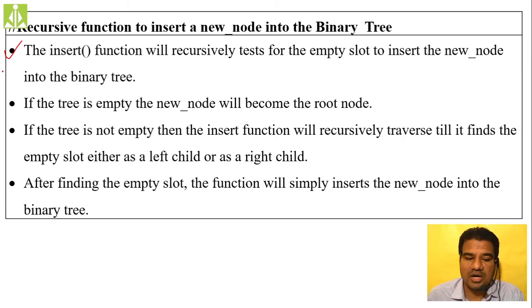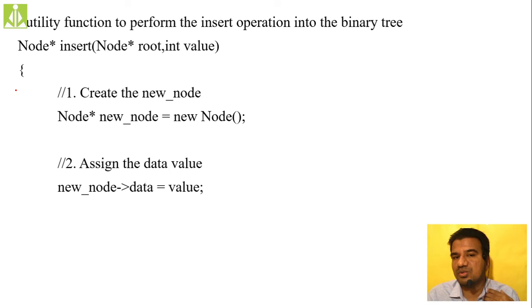If the tree is not empty, then the insert function will recursively traverse till it finds the empty slot. How it will traverse, I have already shown: level by level, left to right, until it finds the empty slot. After finding the empty slot, the function will simply insert the new node into the binary tree.